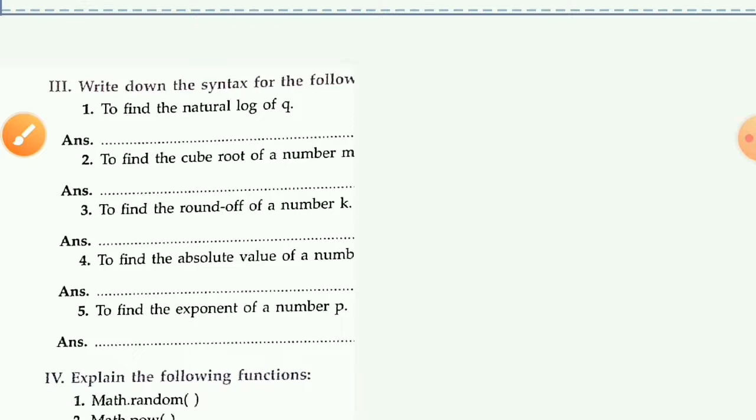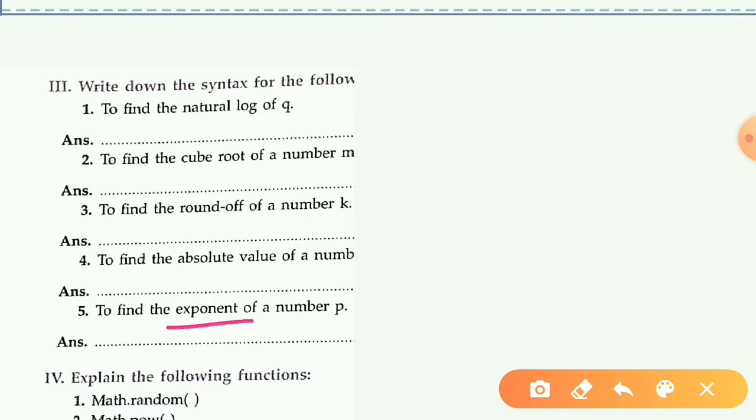Now for the fifth one, you have to find out the exponent of a number p. Every time your exponent is giving you a double data type, double number it is going to give you.